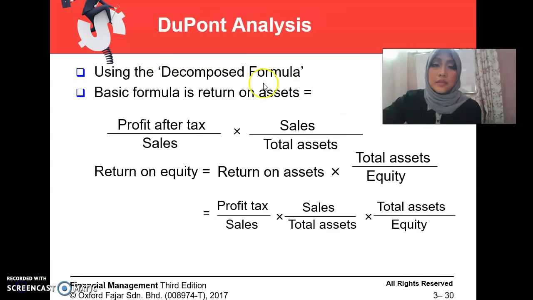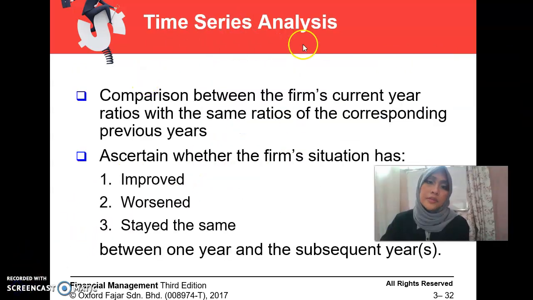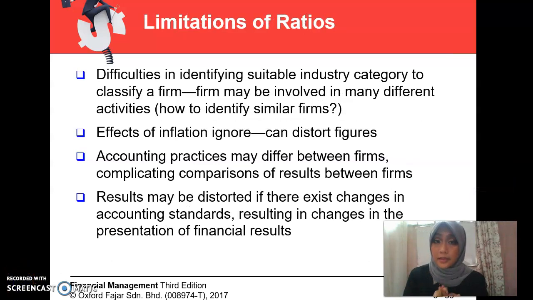Okay, this is another analysis that you can use, which is two-point analysis. For this one, you can just take note of the formula. Time series analysis: you can compare the firm's current year ratio with the same ratio of the previous year. This analysis is to ascertain whether the firm's situation has improved, worsened, or stayed the same, no change between one year and the subsequent year. Last but not least, two-point analysis, cross-sectional analysis, and also the limitation of ratio. You can read through the slides I have given to you.